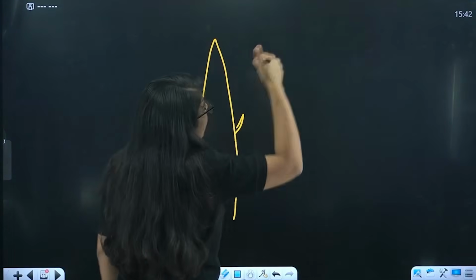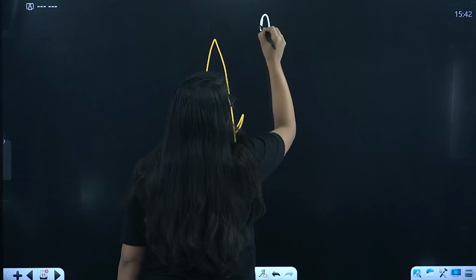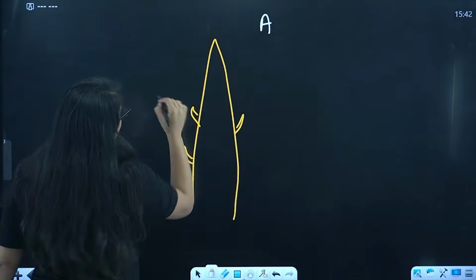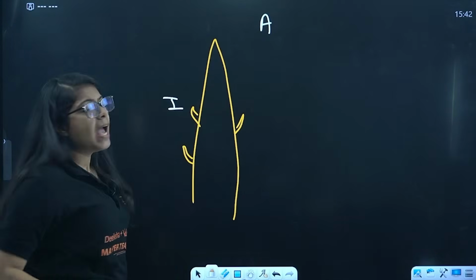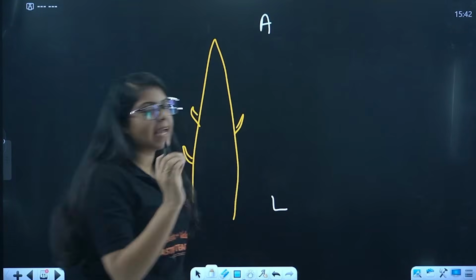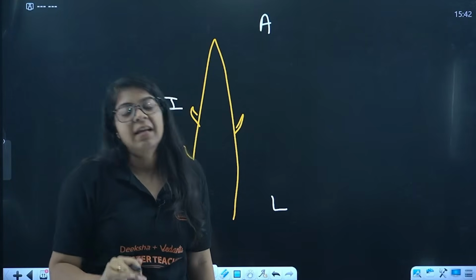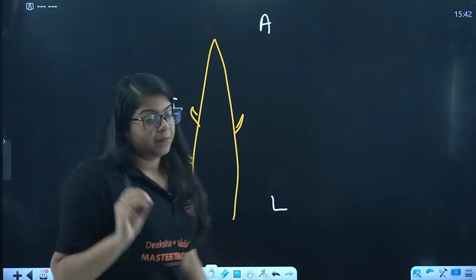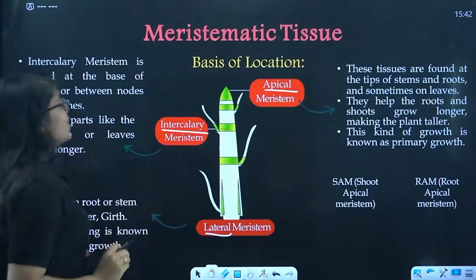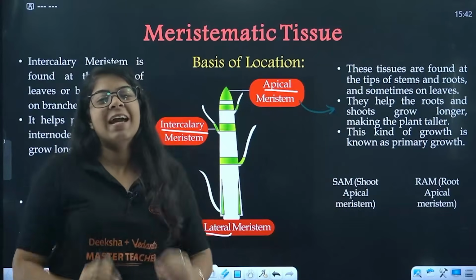Now beta, A, B, C, D, E, F, G, H, I. So A comes first, A will be at the top, I comes second, I will be in the middle, and after I, J, K, L. L comes last. A, I, L. That's what you have to remember. A comes first, after that I, after that L. Now, remembering their names is a bit of a task that you have to do. You have to give me a little bit of effort, okay?